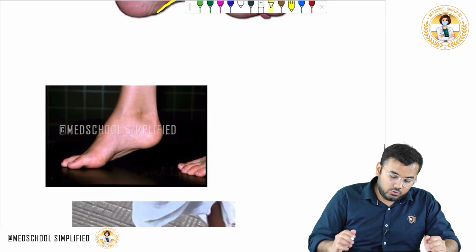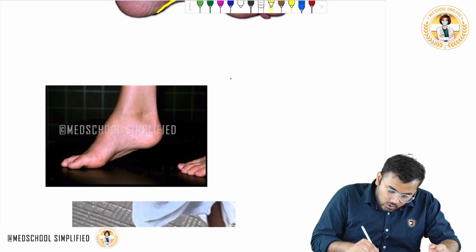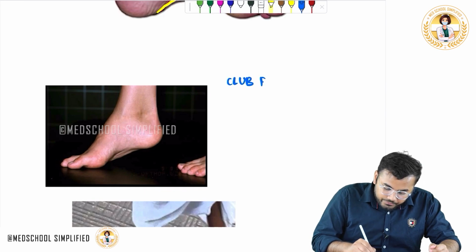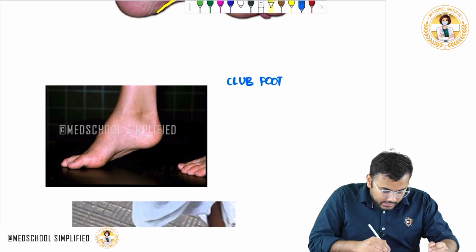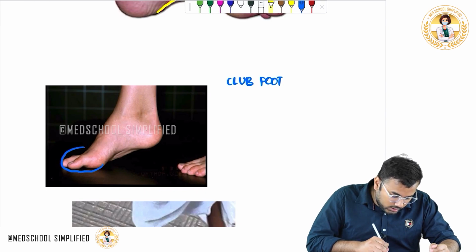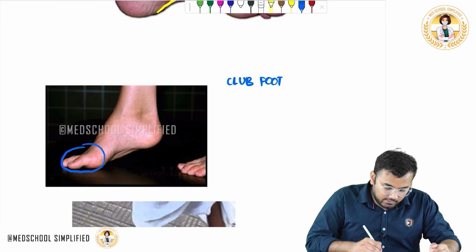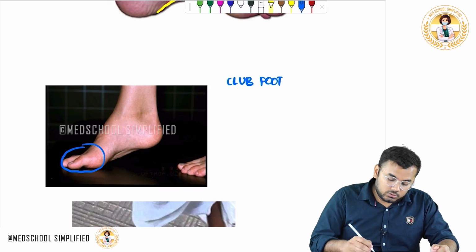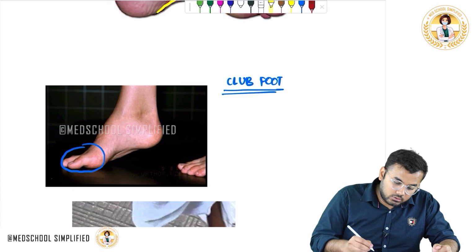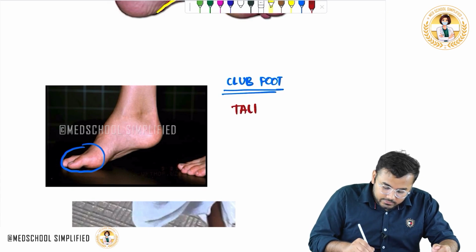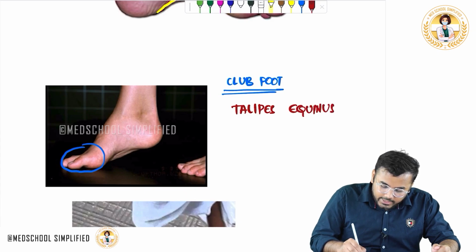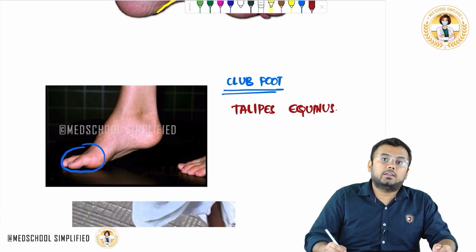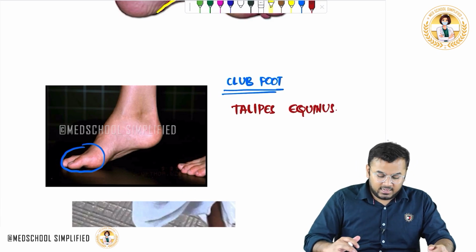And after that, you can see this condition. This is called club foot, where the patient will be walking on the toes, right? His heel will not rest on the floor, but he will be walking on the toes. So that is why club foot is also called talipes equinus. Talipes equinus, not equinovarus. Equinovarus is different. So this is talipes equinus.